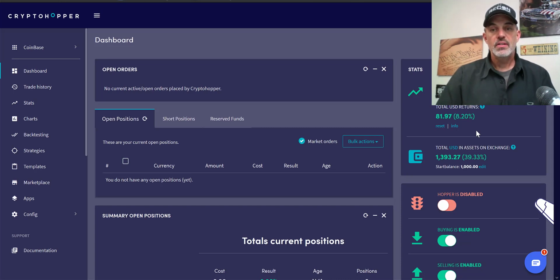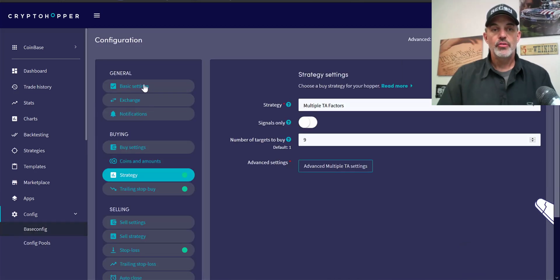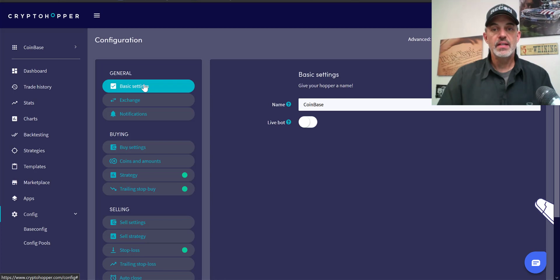But anyway, let's get to what you came here for, and that is configuring this hopper to use a signal. As you can see, the hopper has been disabled. I always recommend you do that as you're configuring, that way you don't have any misfires. We'll jump over here to the base config and start up here at our basic settings. Obviously, Coinbase, again, I recommend you have this turned off while you're doing your configuration.